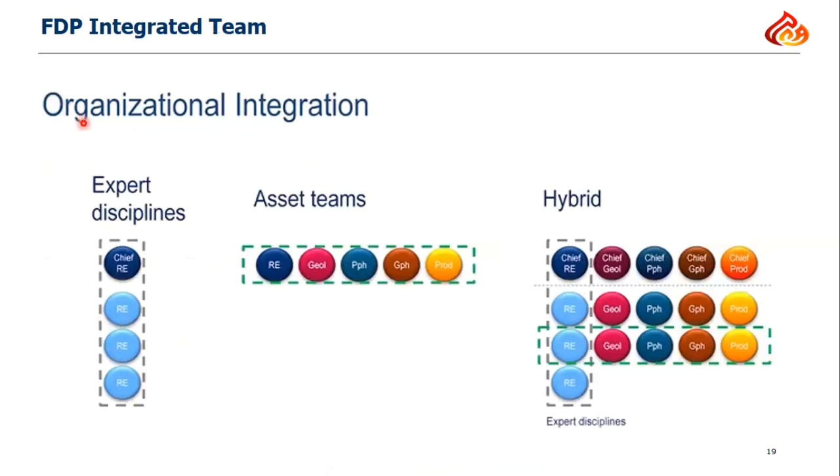So the old approach in field development planning is in sequence. Let's say exploration will finalize their work and deliver to reservoir. Reservoir will finalize their work and deliver to petroleum, petroleum delivers to production, production delivers to finance, and so on. So it's in sequence.